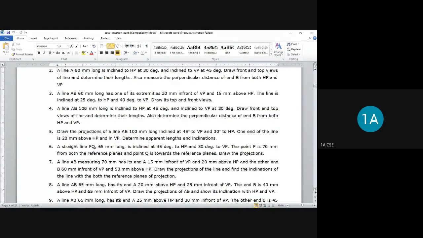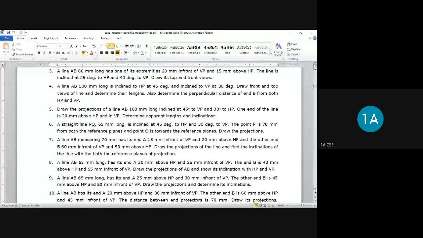Okay. Next, coming to the fifth one, draw the projections of a line AB 100 mm long inclined at 45 degrees to VP and 30 degrees to HP. One end of the line is 20 mm above HP and in VP. Here, in VP means the top view A lies on the reference line XY. For example, if A dash is at 20 mm above HP and A is in VP, it will lie on the reference line XY. Whenever it is in VP or in HP, that projection will be on the XY line only.